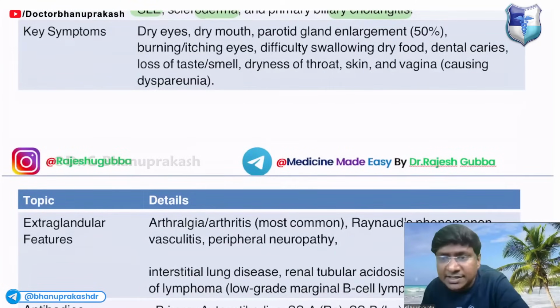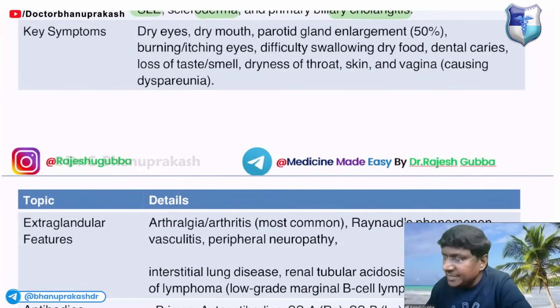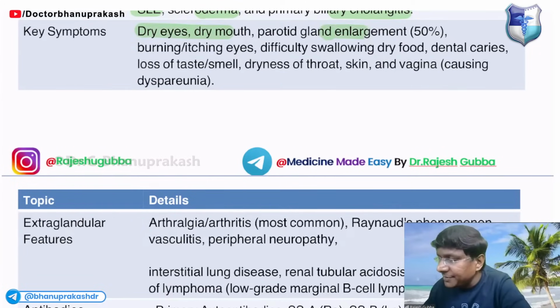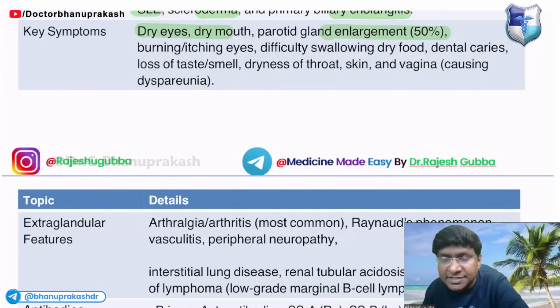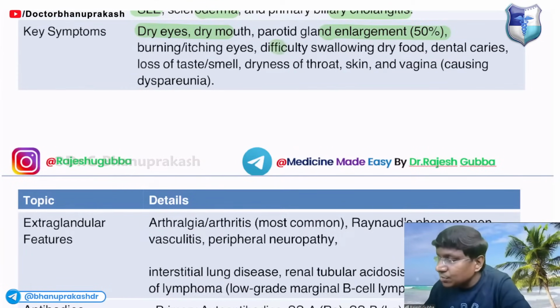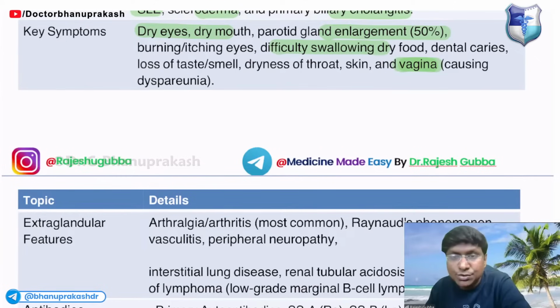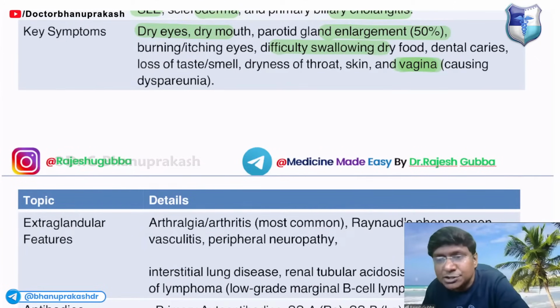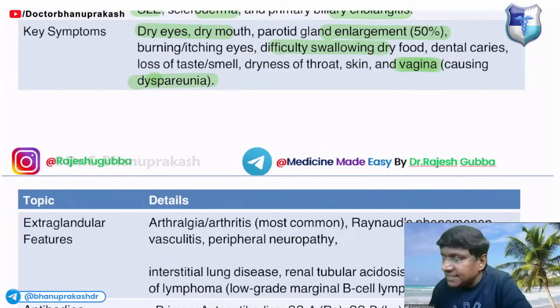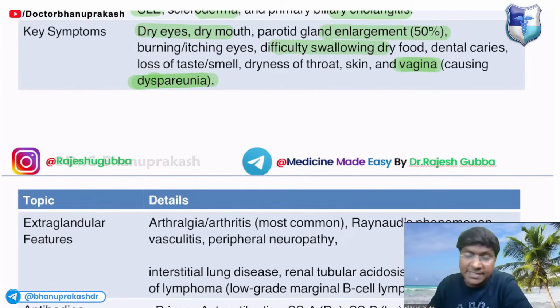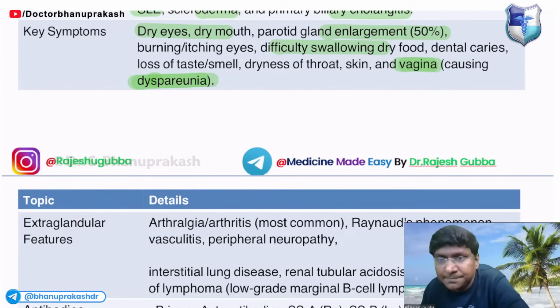Then, what are the important symptomatologies that you will have in case of Sjogren's? That will be in the form of dry eyes and dry mouth, and parotid gland enlargement will be there in 50% of individuals due to infiltration of the lymphocytes. There is also difficulty in swallowing dry food, dental caries, and in females, they will have dry vagina. That is due to destruction of the Bartholin's gland, and thereby they will have very painful sexual intercourse, which we call dyspareunia, right?